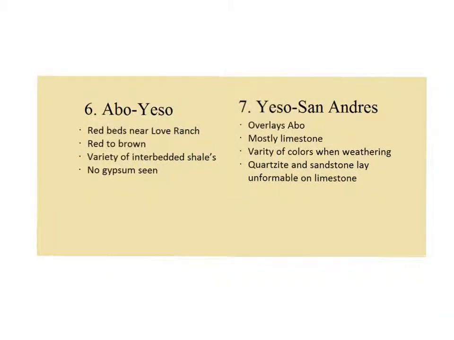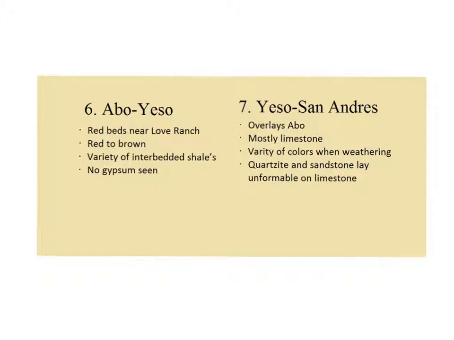The next formation you'll have is the Abo Yeso, which are red beds that you'll find near the Love Ranch Mountain in the area. These colors will vary from red to brown, and there is a variety of interbedded shales. Also, there is no gypsum seen in this formation.